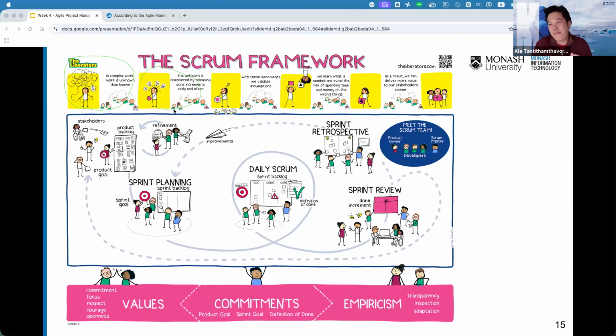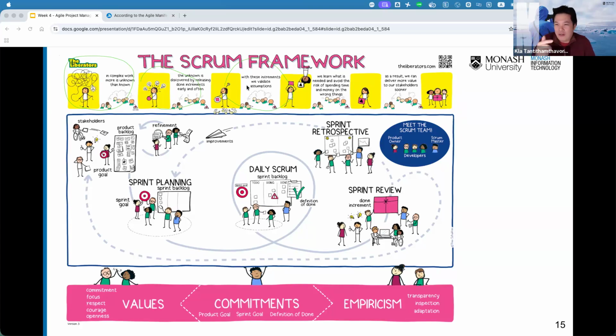client management problem. With these increments, we validate the assumptions. For example, we thought that they want this, they want that, right? But you have the prototype incrementally updated, engaging with the customer, engaging with the clients. It helps you a lot to validate whether this is right or not.